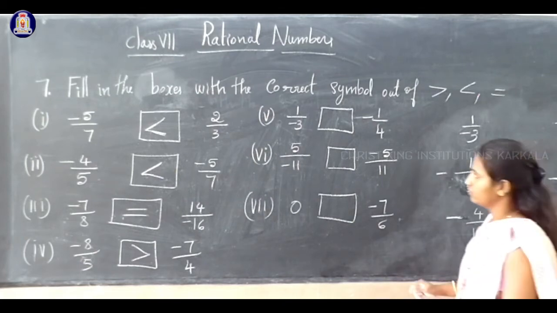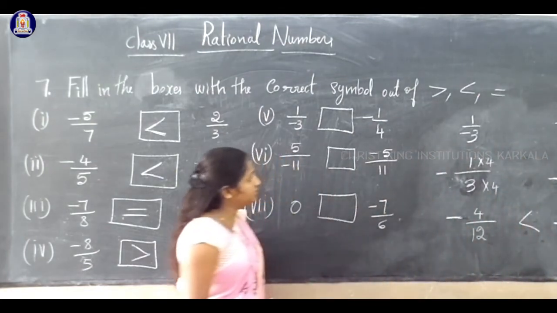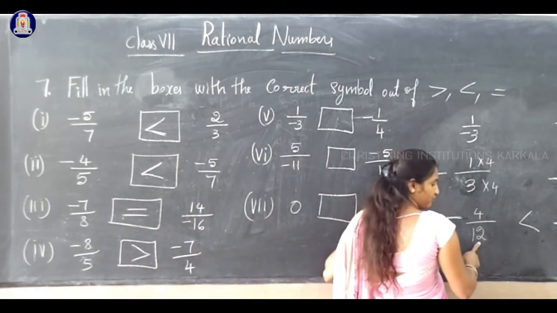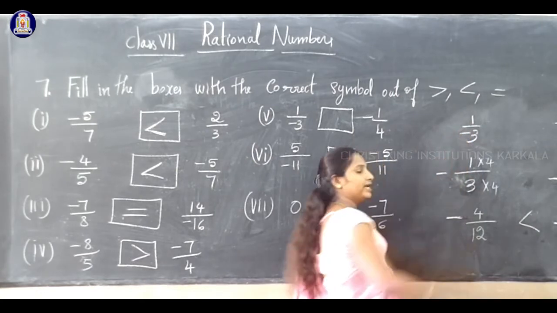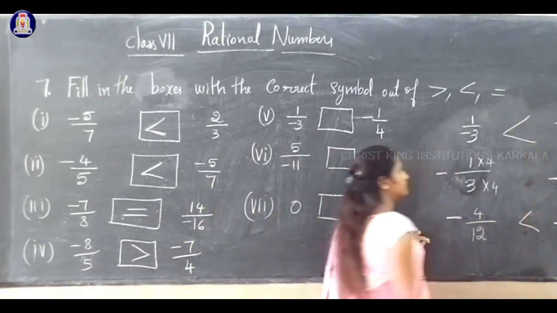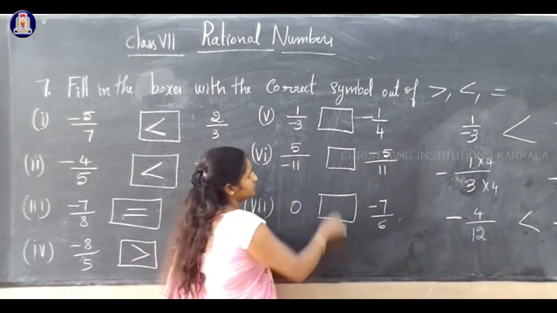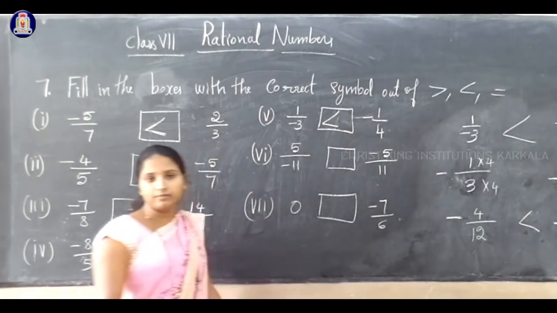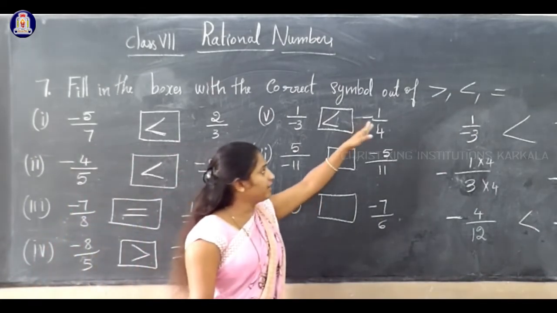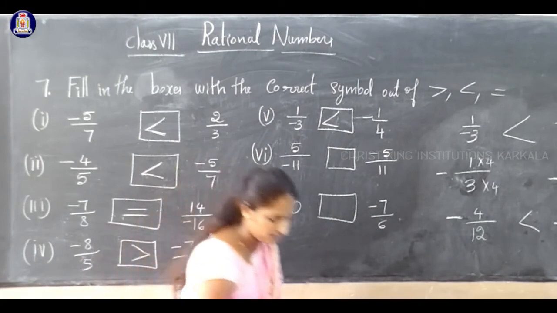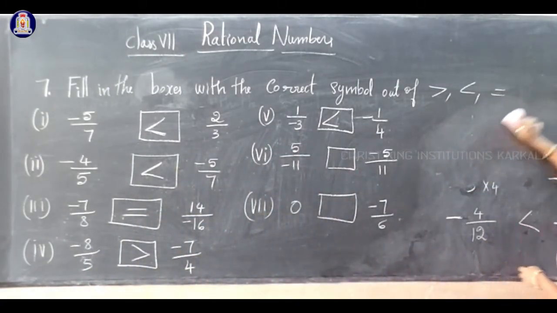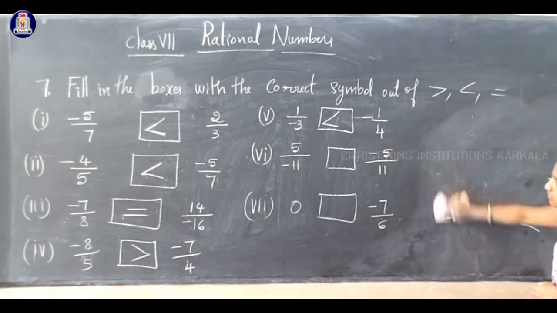So therefore, we can say that 1 by minus 3 is lesser than minus 1 by 4. Clear? Or you can say that minus 1 by 4 is greater than minus 1 by 3. The next one.